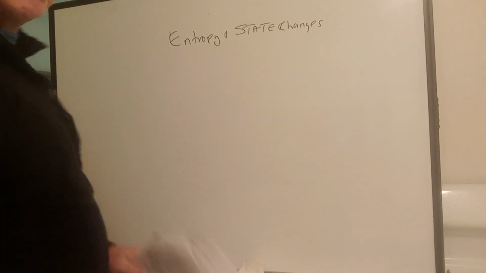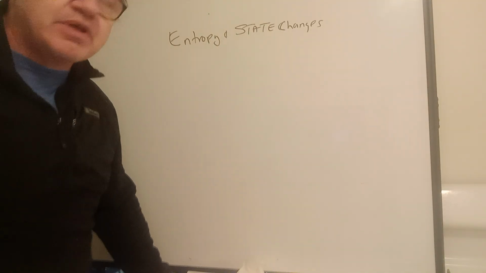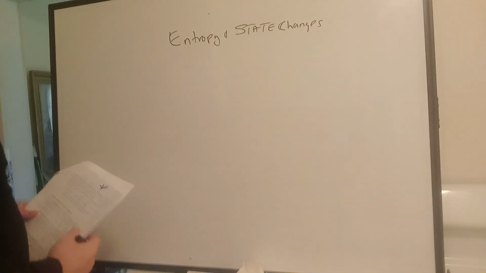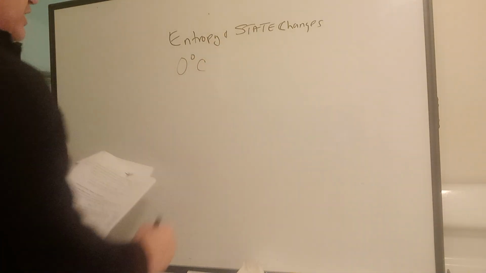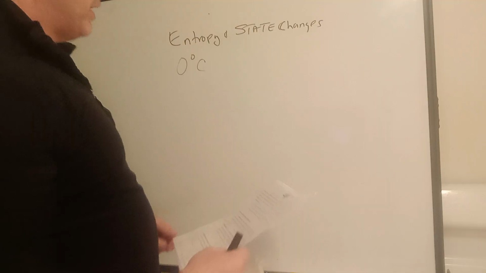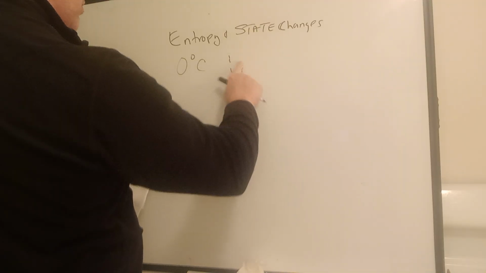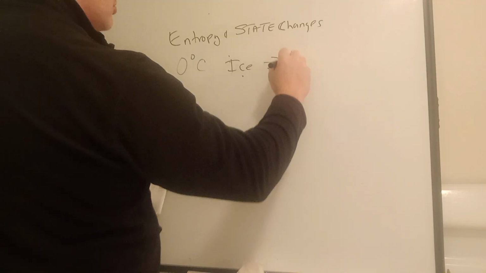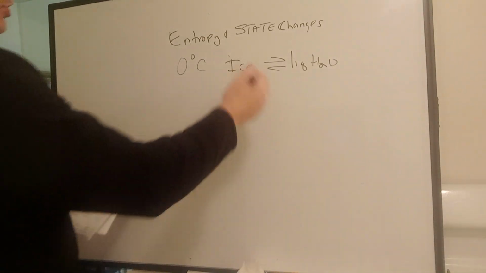Last semester we studied phases of matter, solids, liquids, and gases, toward the end of the semester, and you recall that we can have phase transitions that occur. For example, at 0 degrees Celsius, under atmospheric conditions, you're in equilibrium for the melting of ice. So you're going back and forth from ice to liquid water in equilibrium. So it's a reversible process.